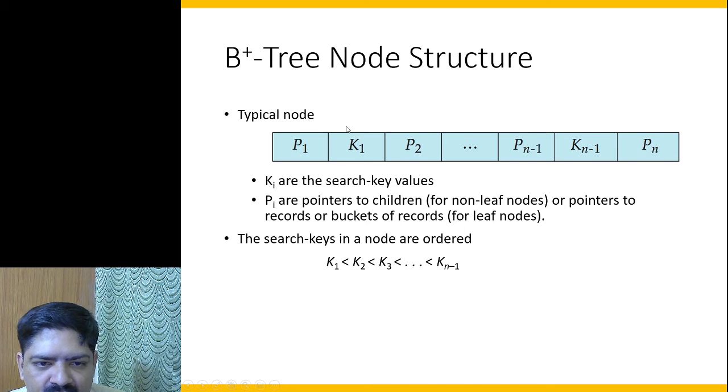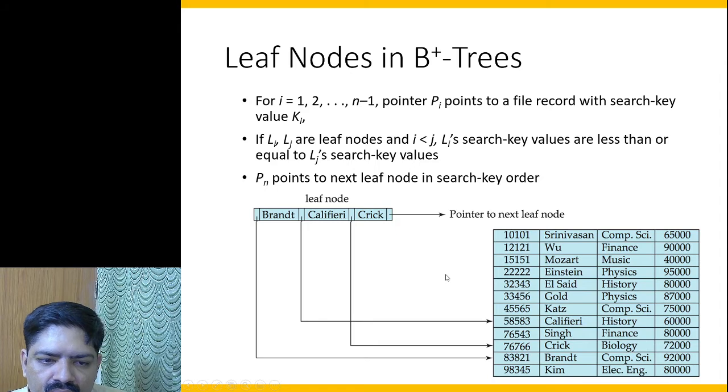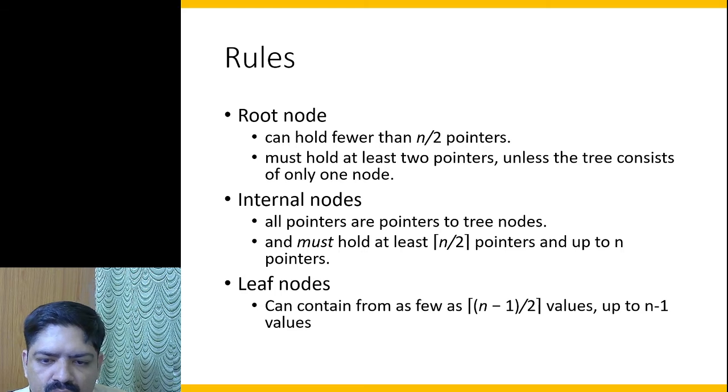There is a pointer, there is a key, there is a pointer, there is a key, and so on. And these keys are ordered. That's another thing that you should keep in mind. And the leaf node points to the corresponding records. There are some rules on how to populate and how to delete nodes from this tree, which I showed through an example. The same thing is written over here, which I urge you to read yourself.